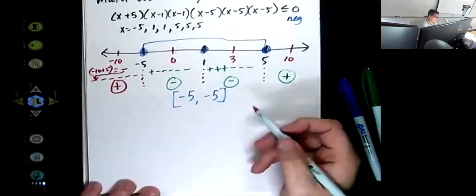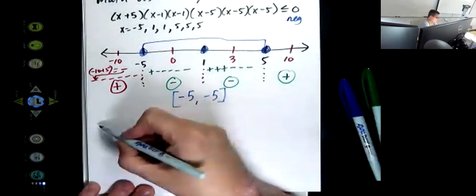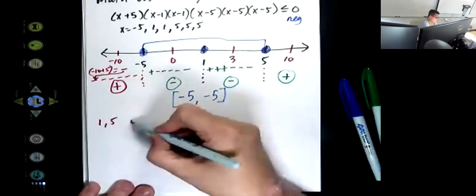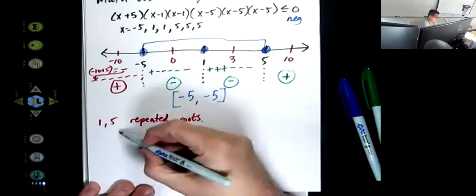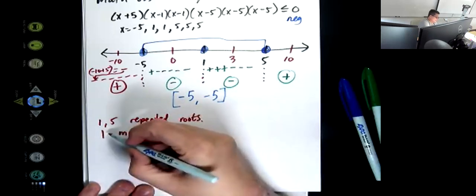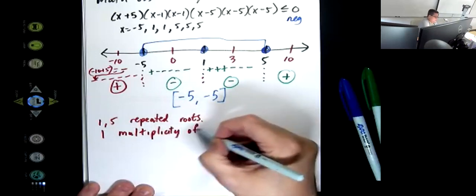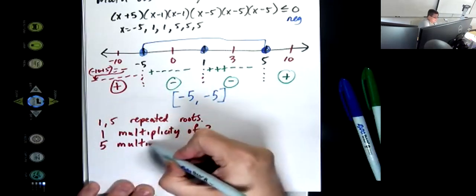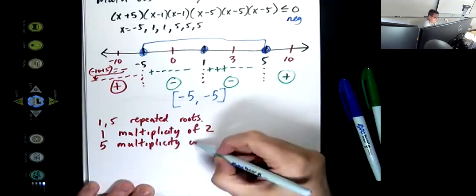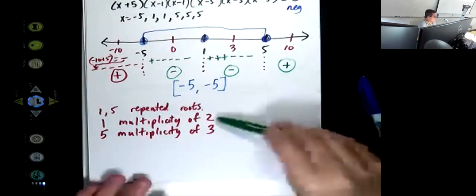This will show up more later, and we'll see why it's happening this way when we graph these. But 1 and 5 are repeated roots. In fact, they'll even list the multiplicity. 1 has a multiplicity, which means how often it's repeated, of 2, and 5 has a multiplicity of 3. Multiplicity is an interesting word. It's kind of like long. It just says how many times the root was repeated.